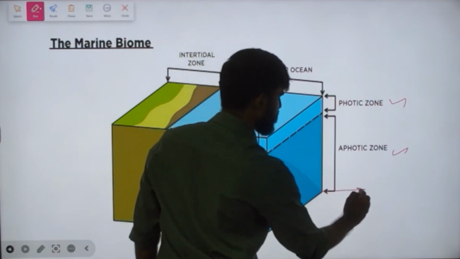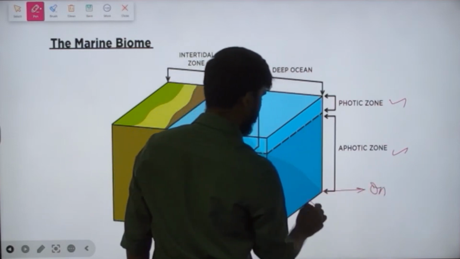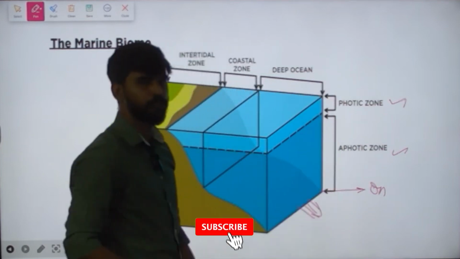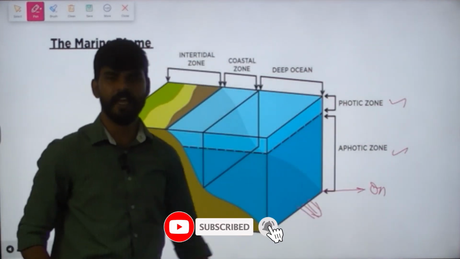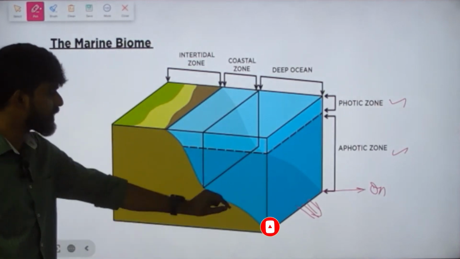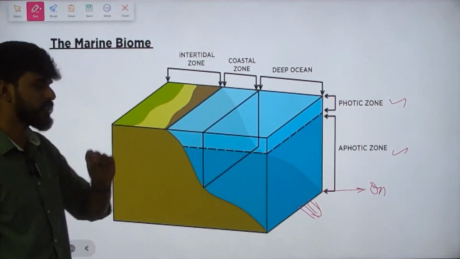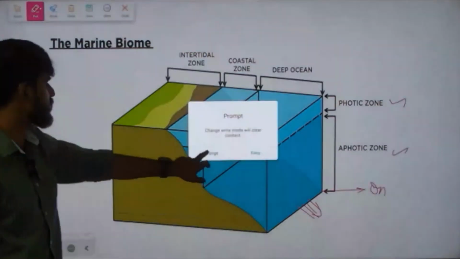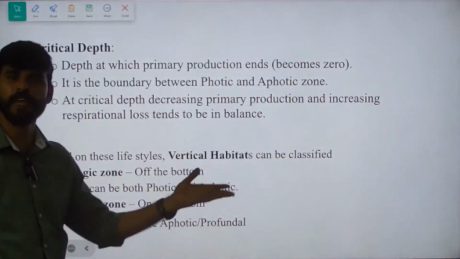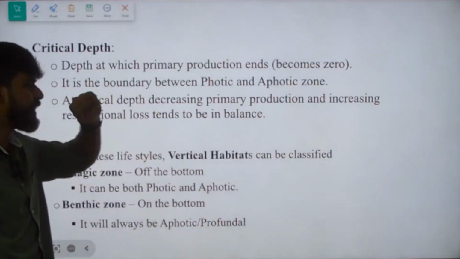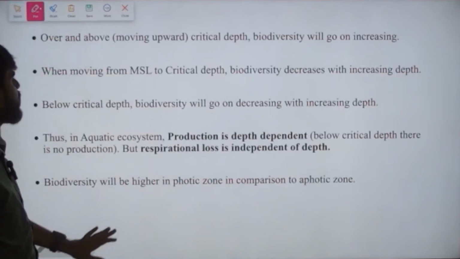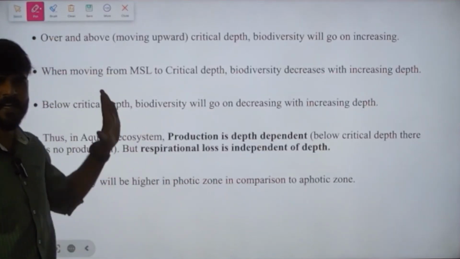But benthos means they are on the bottom, which means they are attached to the bottom. Okay, so pelagic is both photic and aphotic, but benthic is always aphotic, because they are attached to the bottom. Such distinctions you need to understand. So it will always be aphotic, and aphotic is also called profundal, right? So yes. Next, all these statements are important from the exam point of view. Directly they can be asked.